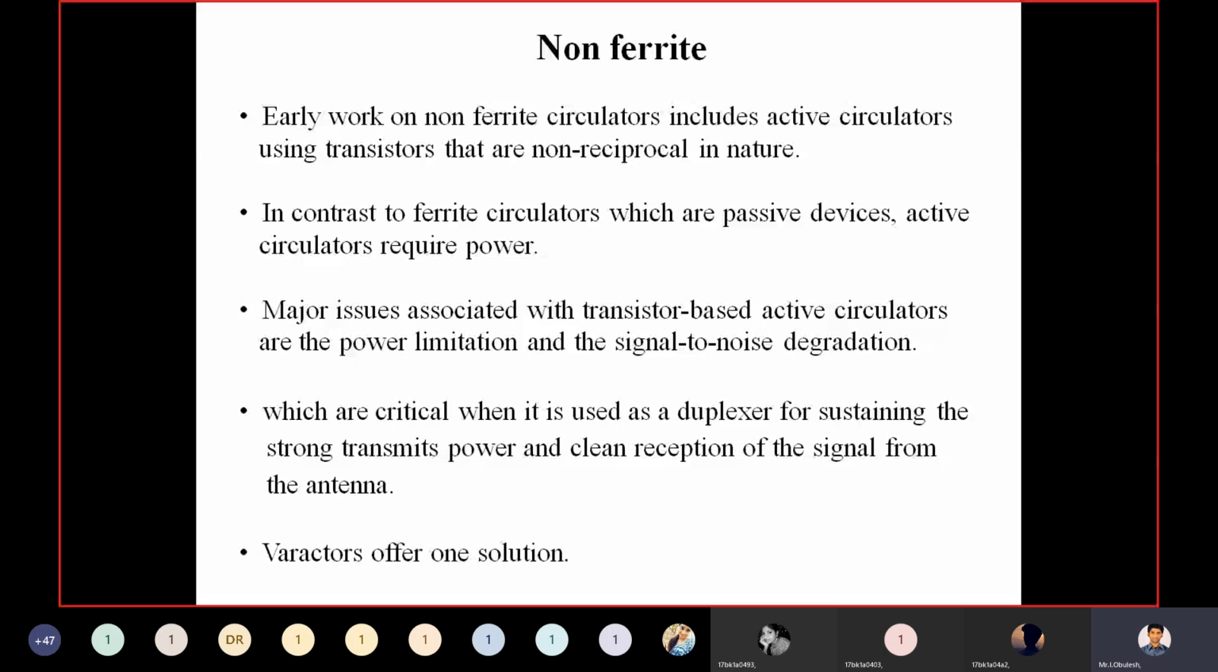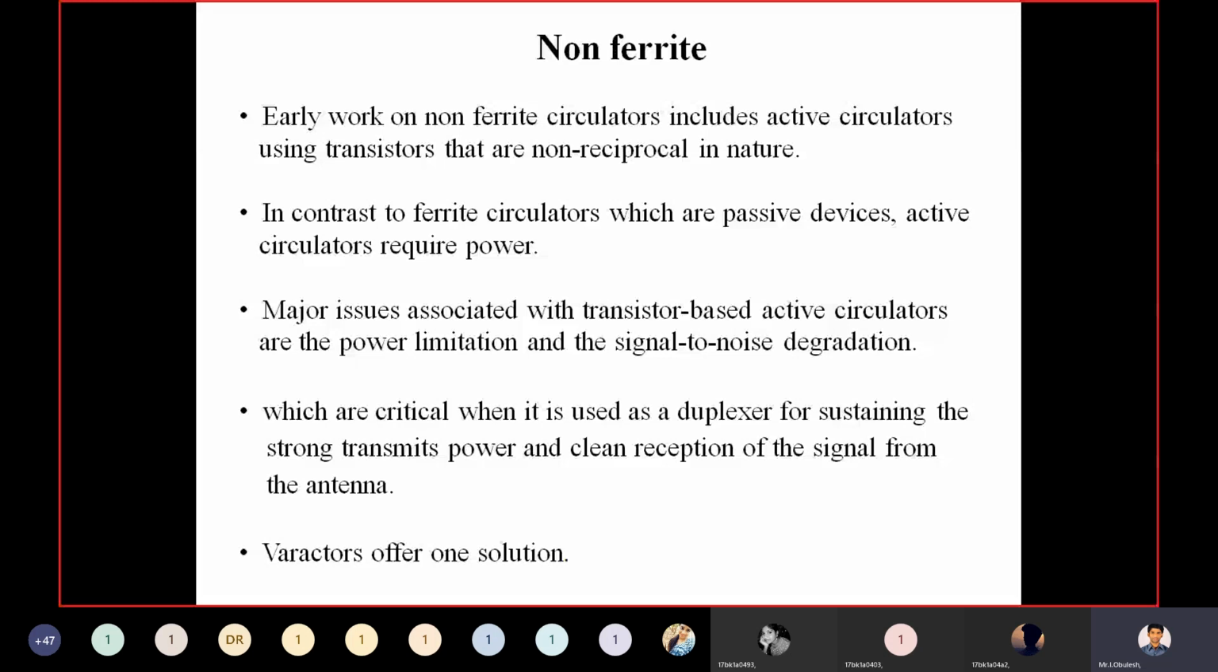So what is the issue? The major issue is that the circulators have power limitations and signal-to-noise degradation, which are critical when it is used as a duplexer for sustaining the strong transmit power and clean reception of the signal from the antenna.